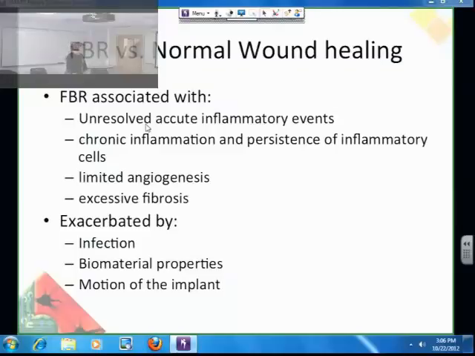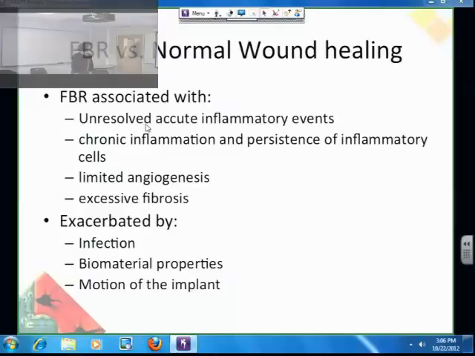But the key difference is that the foreign body response is associated with unresolved acute inflammation. In normal wound healing, you have inflammation, and without inflammation, you won't have normal wound healing. So it's definitely important, but it's resolved in normal wound healing, and it's not in the foreign body response. So then that becomes chronic inflammation, characterized by the persistence of inflammatory cells that aren't supposed to hang around. They're supposed to direct wound healing and then go back to being quiescent or hanging out in the tissues. So if they're still there and they fuse into a fibrous capsule, then that is characteristic, and that's different from normal wound healing.